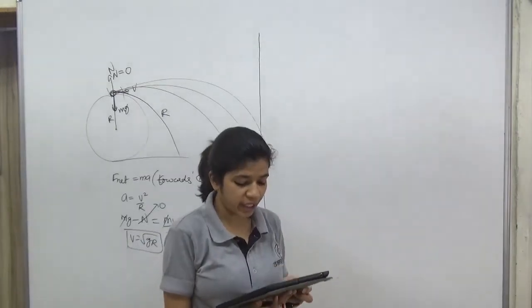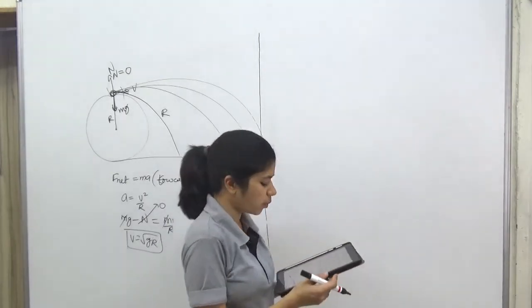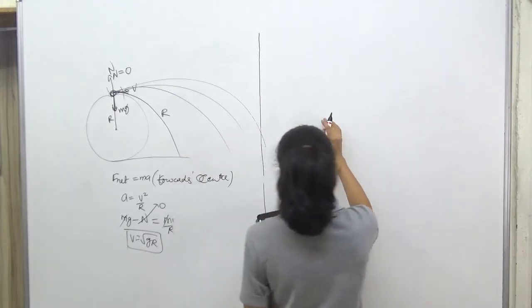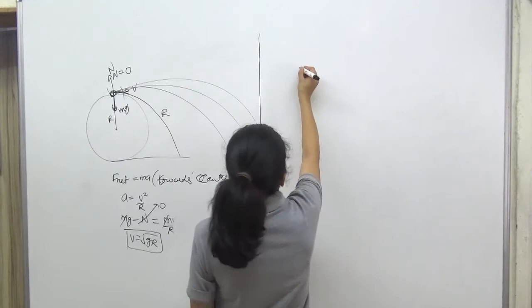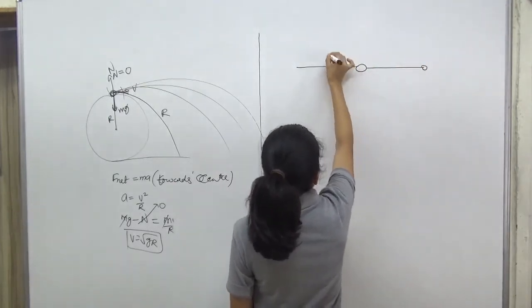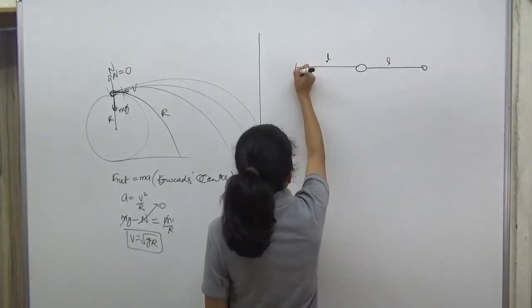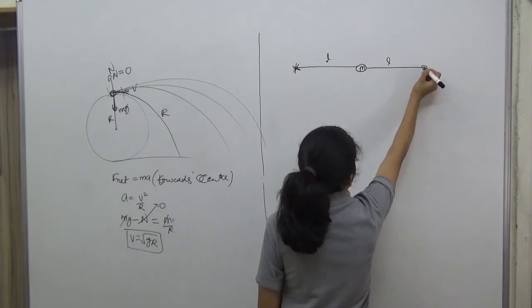Question number E18. A weightless rod of length 2L carries two equal masses M, one tied at lower end A and other tied at the middle of the rod at B, and it is kept at horizontal position initially and then released. So this is L, this is L. Total it is 2L. It is rotating about this point, M and M.